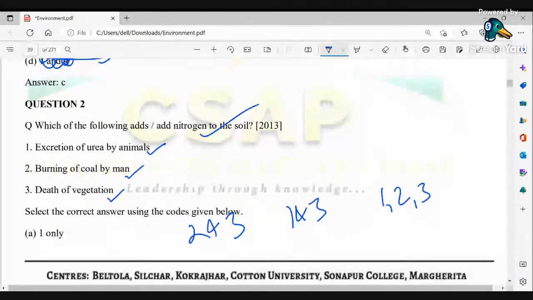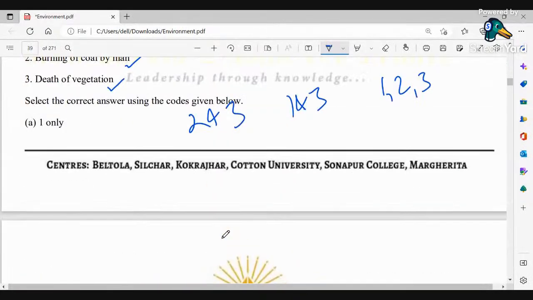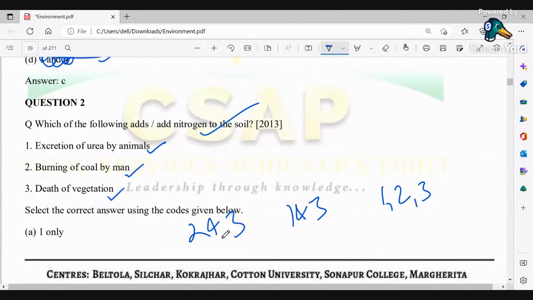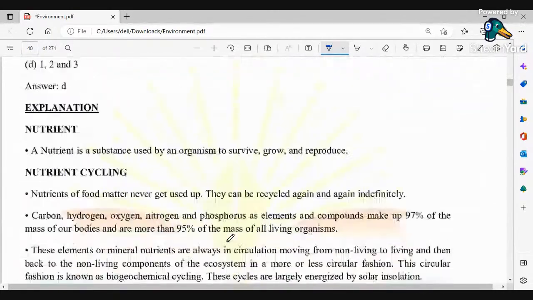Anyone with the correct answer of question number 2? Okay, C. Okay, so here the correct answer is D, that is all the options are correct. So everyone directly adds nitrogen to the respective soil, be it the excretion of urea by animals, the burning of coal by man, or the death of vegetation. Okay, coming to the next question.